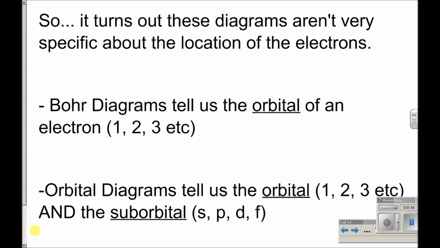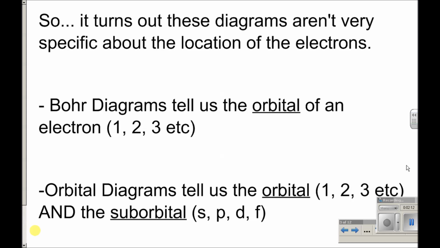So Bohr diagrams just tell us the orbital, or sometimes we call it the shell, that an electron is in. Is it in the first orbital, second, third, etc.? And that's kind of like the receptionist telling your parents what floor you're on. It's a start, but it's not very specific. So now what we're going to learn about in this video is something called an orbital diagram, which is kind of like a specific address for the location of an electron.